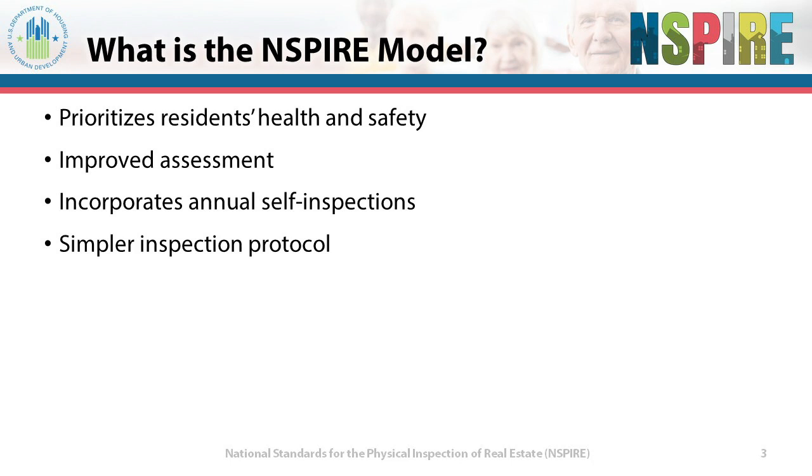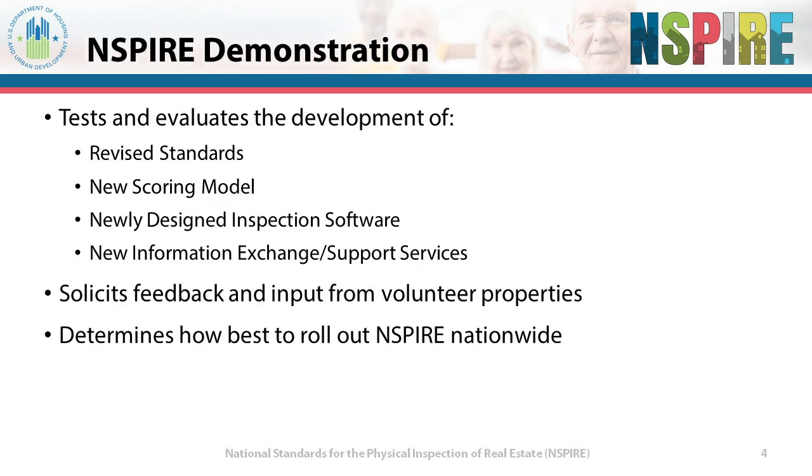NSPIRE uses a new scoring model and groups deficiencies into 3 categories: health and safety, function and operability, and condition and appearance. NSPIRE's emphasis is on better identifying those issues that impact livability for the residents we serve, particularly on all health and safety deficiencies. So we've discussed what the NSPIRE model is. Now let's talk about the NSPIRE demonstration.